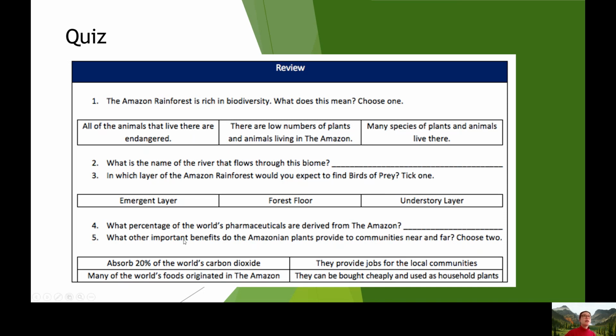Question 5. What other important benefits do the Amazonian plants provide to communities near and far? Choose 2. Is it A, they absorb 20% of the world's carbon dioxide? B, they provide jobs for the local communities? C, many of the world's foods originated in the Amazon? Or D, they can be bought cheaply and used as household plants? Please pause this video now and write down 2 answers.